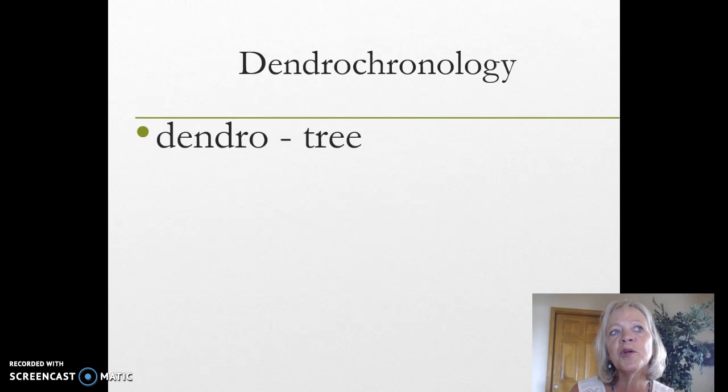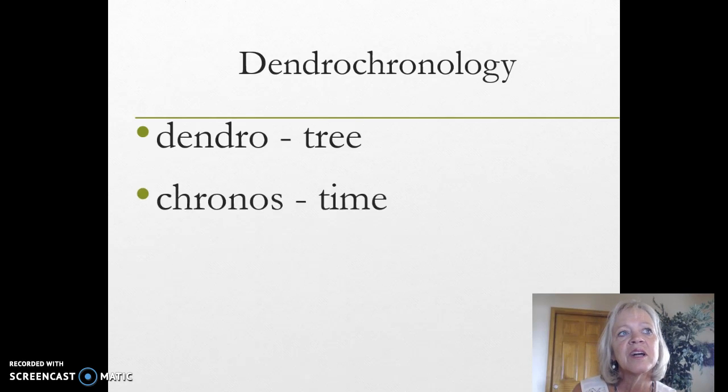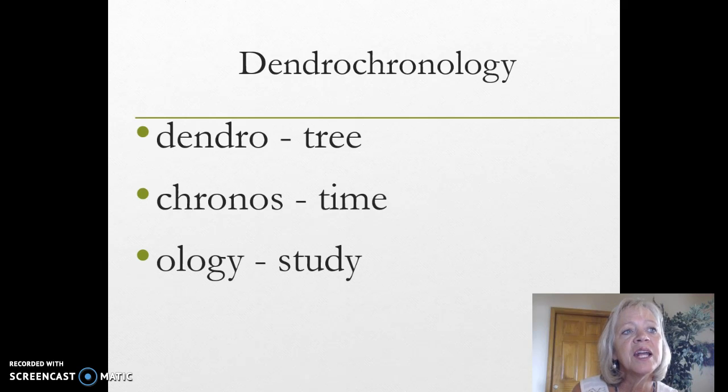So of course that's pretty relevant to forestry. Chronos, you should probably know, is time. So tree time, and anytime there's an ology at the back of the word, that means the study. So we are going to study the time of trees. And let me show you how we do that.